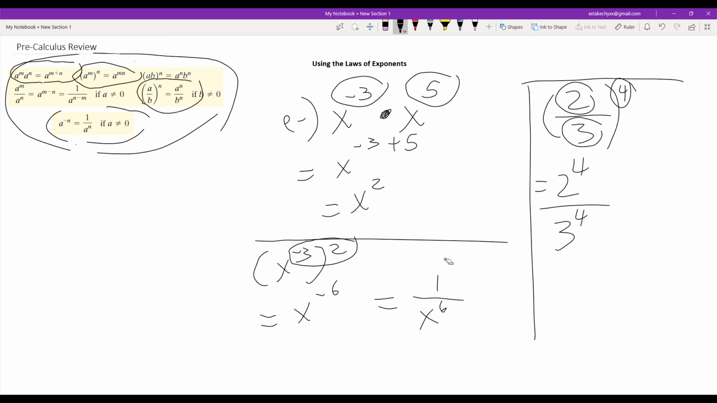And that is it. This concludes our basic examples. This is more of a review, okay? Just so you have an idea of how the laws of exponents work.